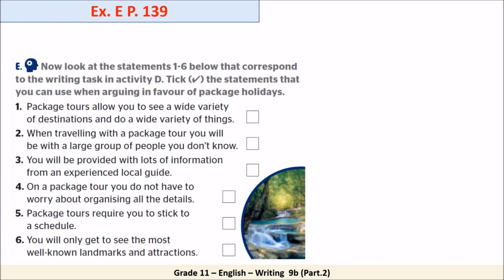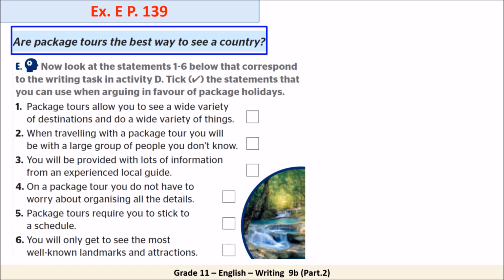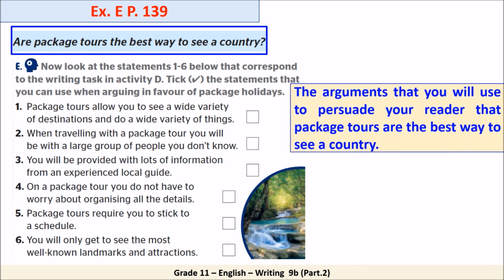We go now with exercise E, page 139 on your students' books. Remember, the question is, are package tours the best way to see a country? In this exercise, you have 6 statements, and you are going to tick the statements that you can use when arguing in favor of package holidays. It means you are going to choose the arguments that you will use in your essay to persuade your readers that package tours are the best way to see a country.